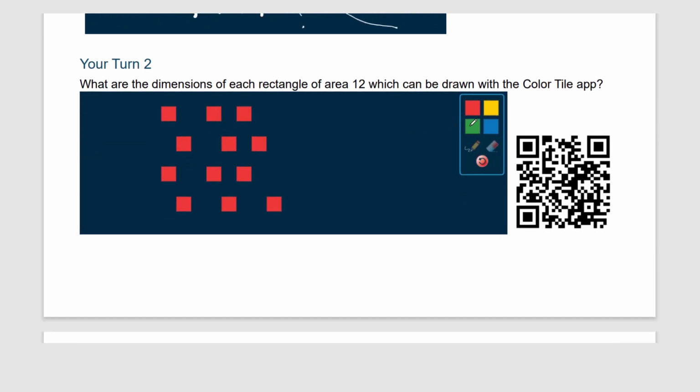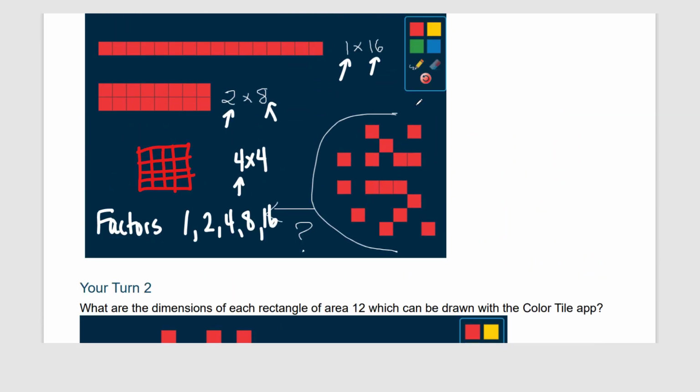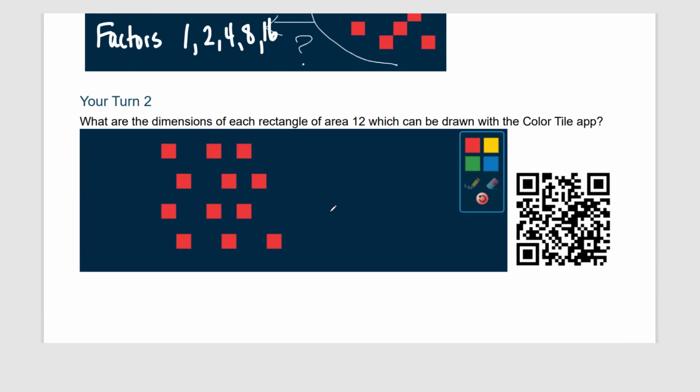All right, so for my students, now is your opportunity to work your turn number 2. It says, what are the dimensions of each rectangle of area 12, which can be drawn using the color tile app? So you're going to do the same thing that I just did, except you're working with 12 tiles instead of 16, and then you'll answer a question about it. This QR code on the right is to open the color tile app. To put your answer in, you're going to use the QR code in our D2L classroom.